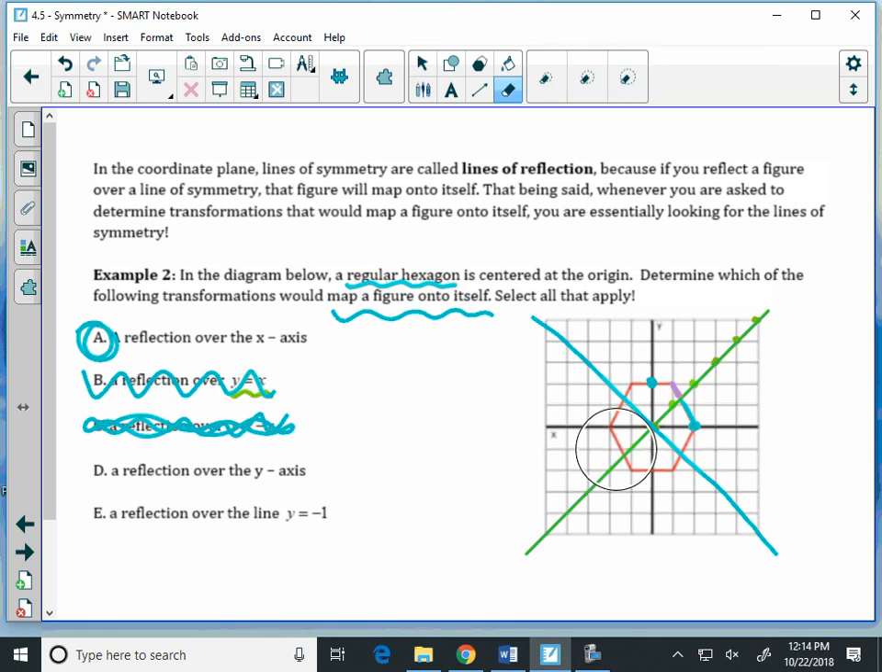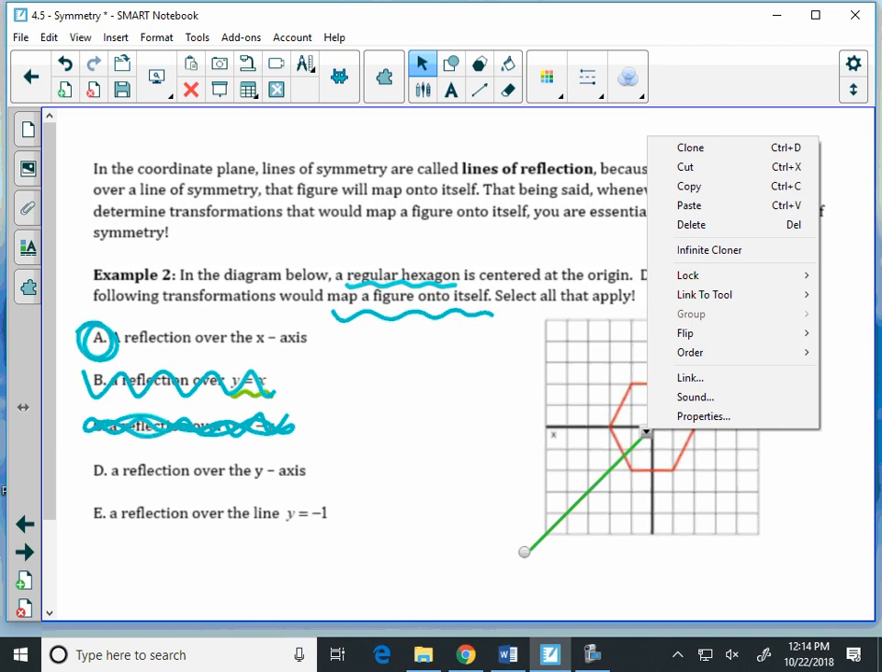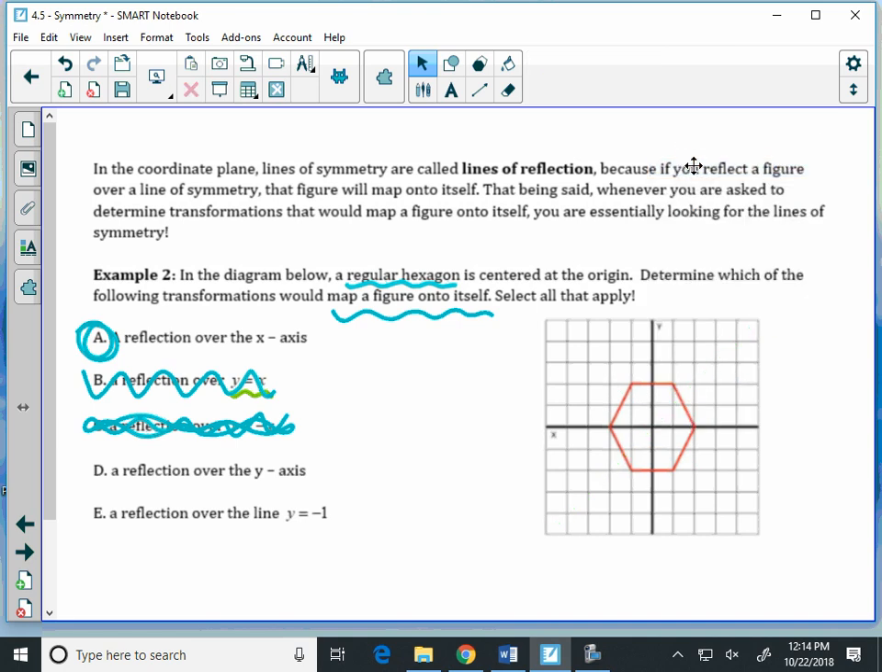If we take a look at D, D is saying a reflection over the y-axis. So when I highlight the y-axis, ask yourself, is that a line of symmetry? Yeah, that's an answer. If we flip that figure over that line, it will map up onto itself. And it's a line of symmetry. And again, if you're unsure, just do the reflection.